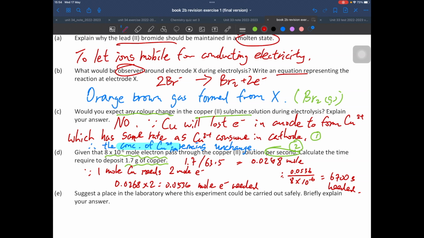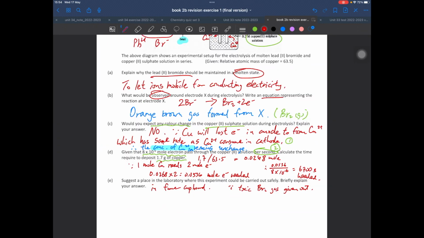And finally, where we should perform this experiment? Of course, in the fume cupboard. The reason behind is simple, because toxic bromine gas is given out. And this is question 2.